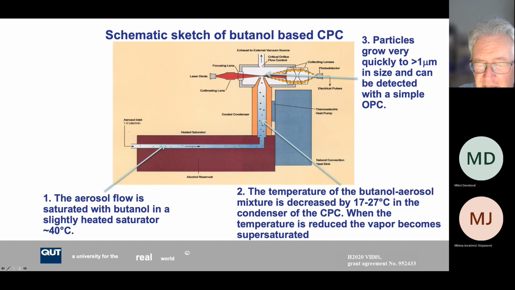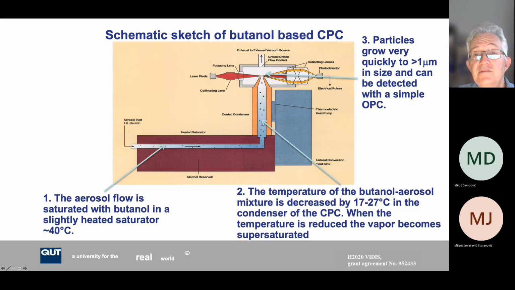It's still not high enough for the butanol to start sticking onto the existing particles, because we don't have supersaturated conditions here. How do we achieve this supersaturated condition? As I said, the easiest way is to cool down this whole air, so cool down the particles, aerosols, together with the butanol vapor. And that's done in the second part. There's a thermoelectric pump or a Peltier cooler. It cools down the air stream. The butanol vapor reaches supersaturation and quickly starts sticking onto the surface of the particles. They grow to around, I think, 1 or 2 microns roughly.